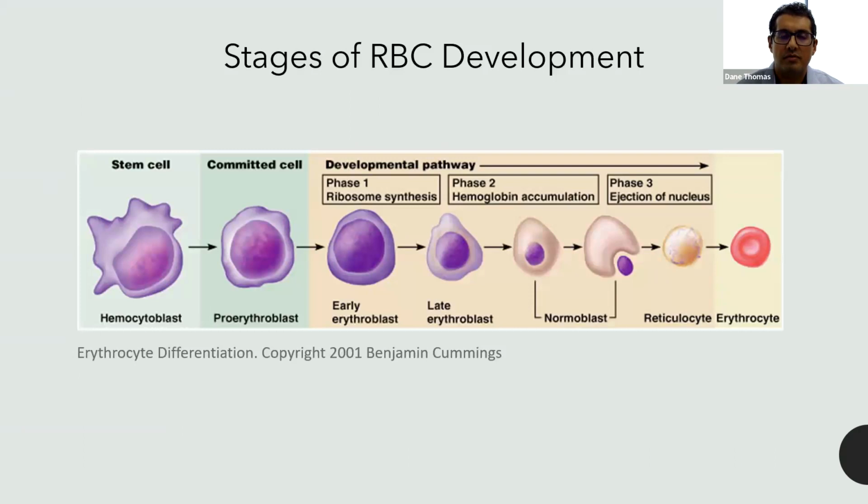This slide demonstrates all the stages of RBC development, from stem cell all the way to red blood cell or erythrocyte. But the most important thing is the reticulocyte cell is right before the formation of erythrocytes. And it is normal for all of us to have some reticulocytes in our peripheral smear, in our bloodstream, but we should not have more than 1.8% of reticulocytes in our blood count.